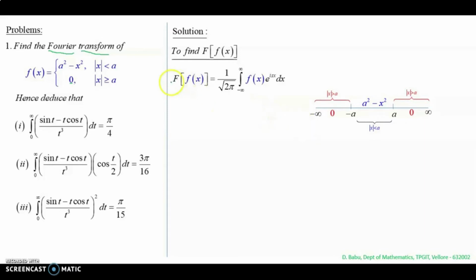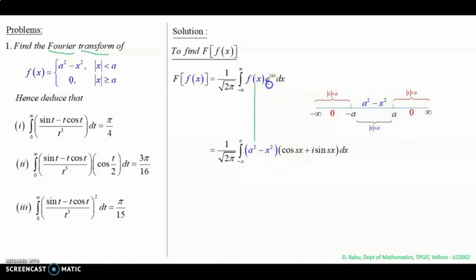So therefore, Fourier of f of x is 1 by root 2 pi. Instead of minus infinity to plus infinity, we take only minus a to plus a, because only in minus a to plus a does it take a non-zero value, that is a square minus x square. In minus infinity to minus a it takes value 0, and a to infinity it takes value 0. Therefore, we take the limits as minus a to plus a. In minus a to plus a, f of x equals a square minus x square.